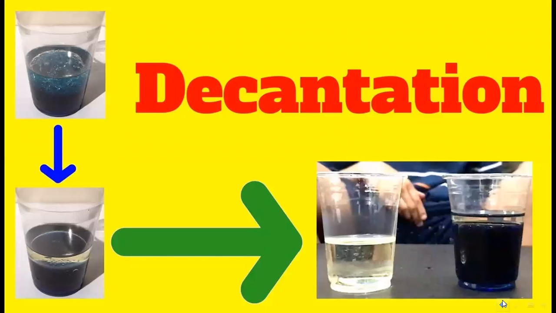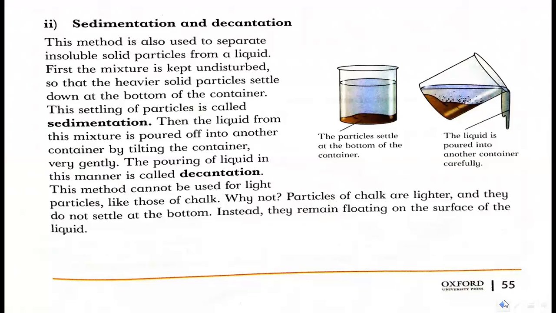Next is decantation or sedimentation. Sedimentation and decantation is also a method used to separate insoluble solid particles from a liquid. First, the mixture is kept undisturbed so that the heavier solid particles settle down at the bottom of the container. This settling of particles is called sedimentation.